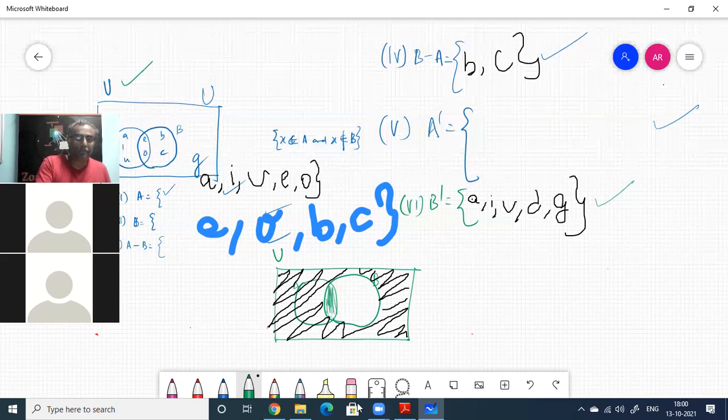B complement is everything that is not B. Everything that is not B is B complement. So from this, A, I, U, D, G, that's all. E, O, B, C is inside B. You should not write it. Very simple. Okay. Now Sandhya, write universal set.